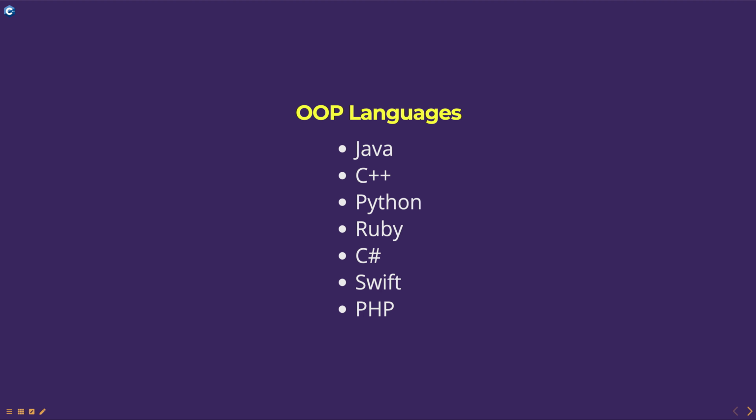C# is a general-purpose programming language that is widely used for developing Windows, desktop, and mobile applications. Swift is a general-purpose programming language that is widely used for developing iOS and Mac OS applications.